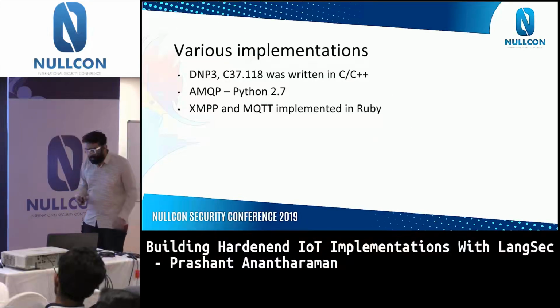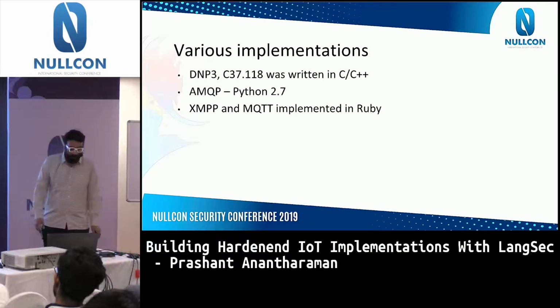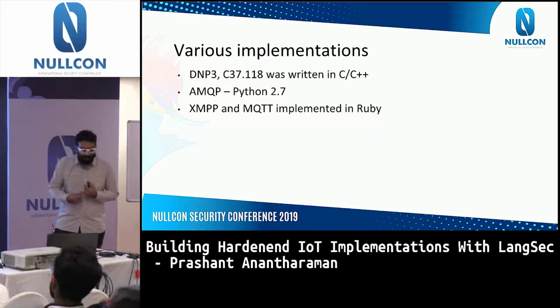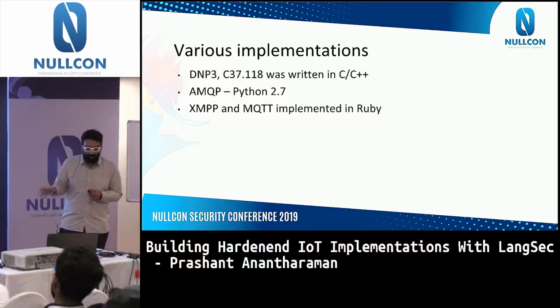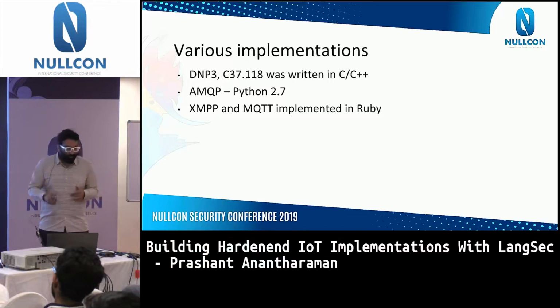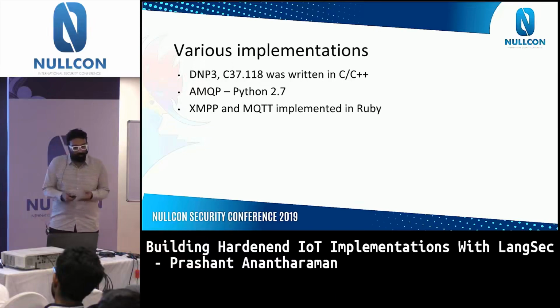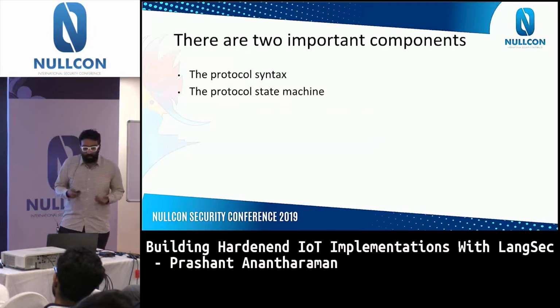So let's look at some code. So far we've implemented it for a lot of protocols, and the ones that we are most proud of are the DNP3, C37, and our IoT implementations. The DNP3 and C37.118 are SCADA protocols, and those implementations were written in C and C++ for various reasons. The AMQP implementation that we worked on was written in Python 2.7, and the XMPP and MQTT implementations were written in Ruby.